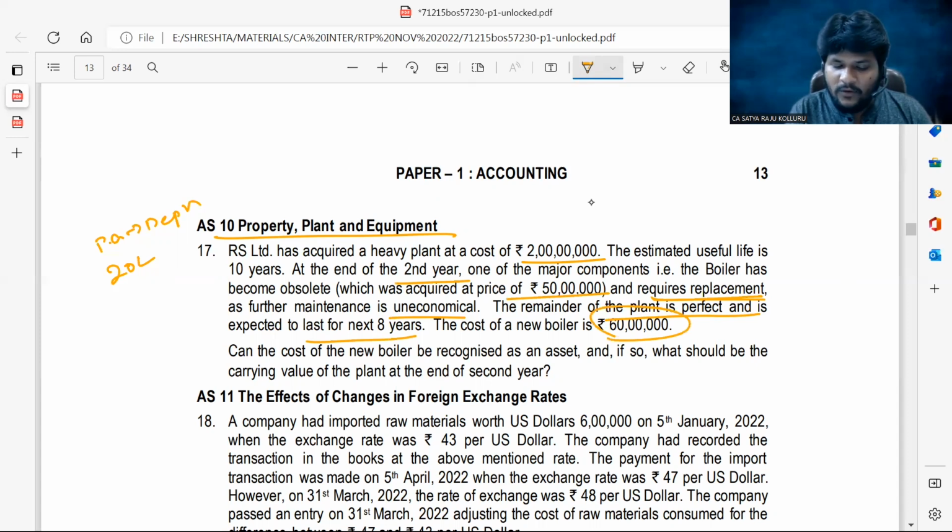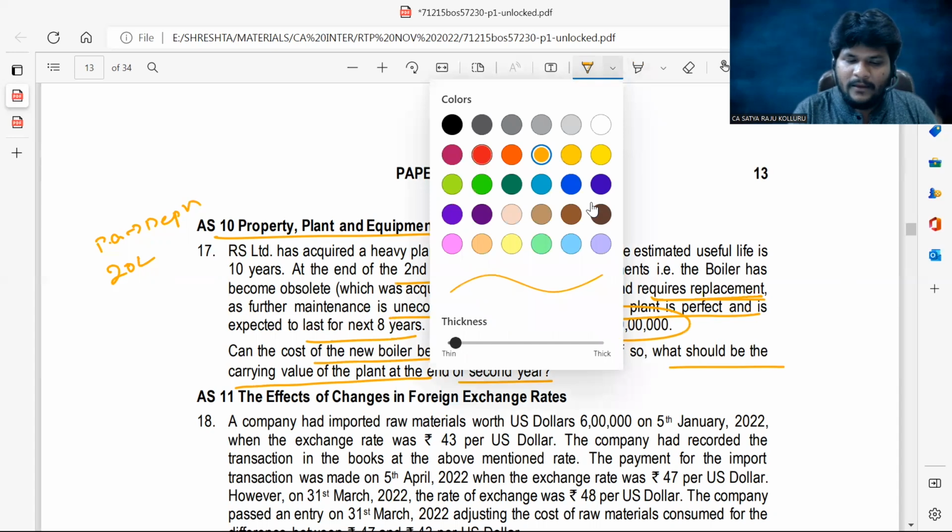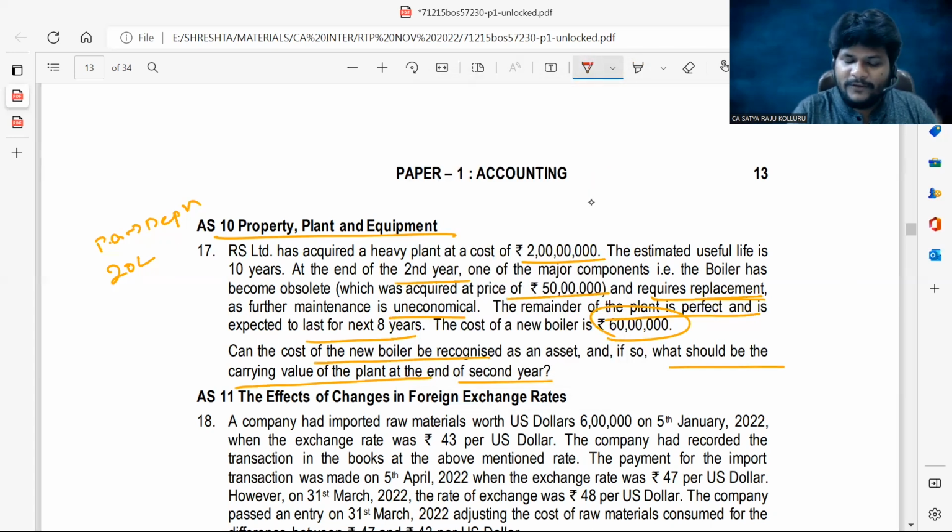Can the cost of the new boiler be recognized as an asset? And if so, what should be the carrying value of the plant at the end of the second year? Now, the question they are asking is from the concept of replacement cost, or I can put it as the concept of component accounting. This is the correct word, component accounting.